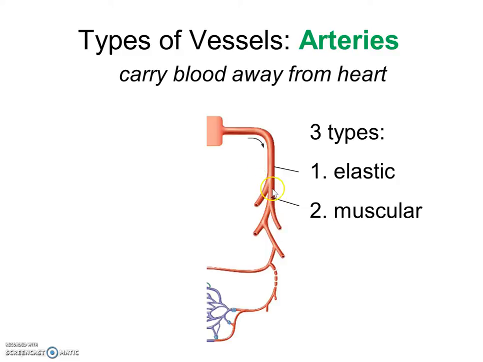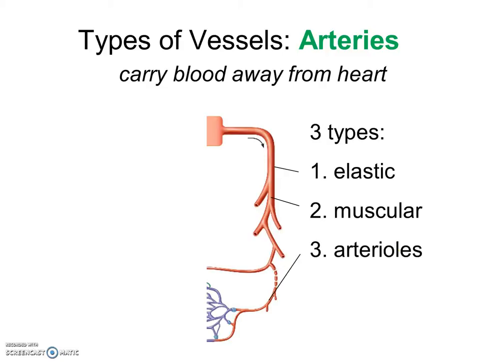Now, as you branch off the arteries into smaller and smaller pieces, the next type is the muscular artery. And these are made up of, like the name says, a lot of muscle. So the smooth muscle in these blood vessels will actually help move the blood through. So that's why these are muscular. And remember, blood vessels will have smooth muscle in the wall.